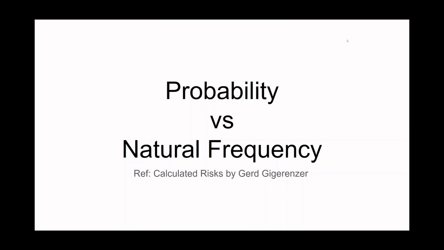Recently I was reading a book called Calculated Risks by Gerd Gigerenzer, hopefully I pronounced that right, which brings up the idea that statistics, and specifically probability, are often misconstrued and misunderstood. And so they compare probability and natural frequency, and I got very interested in how simplified the consideration was.